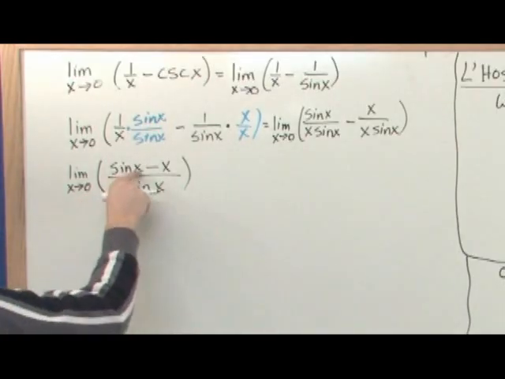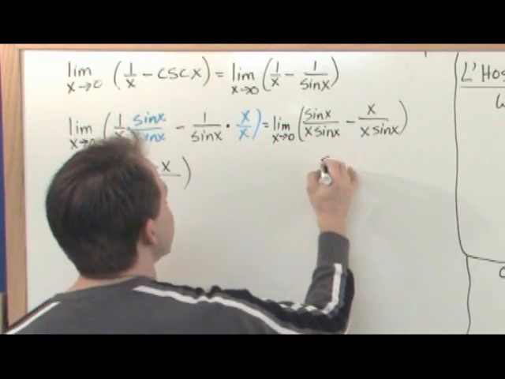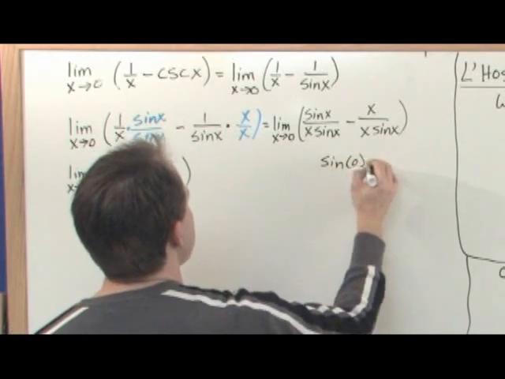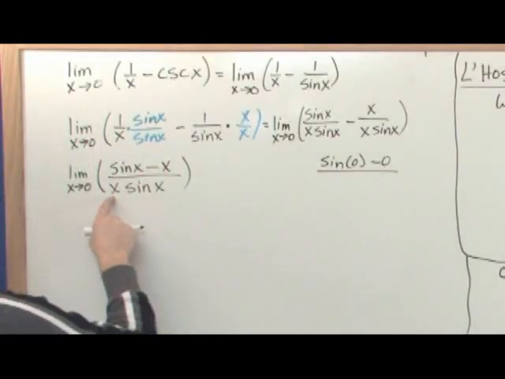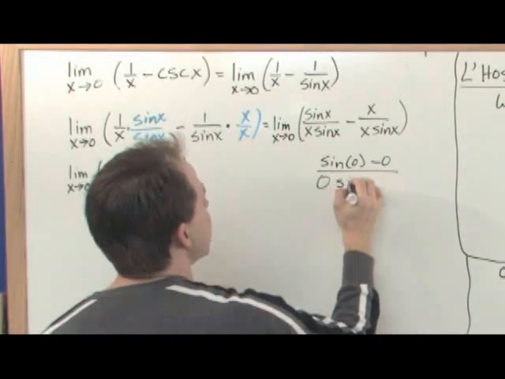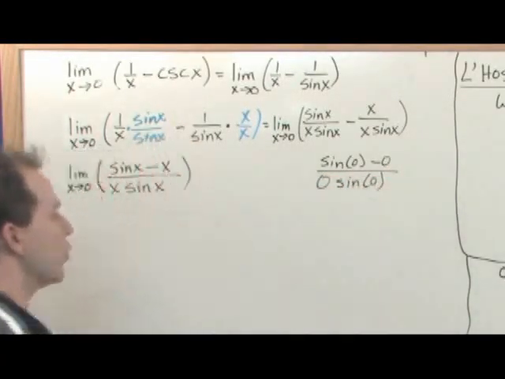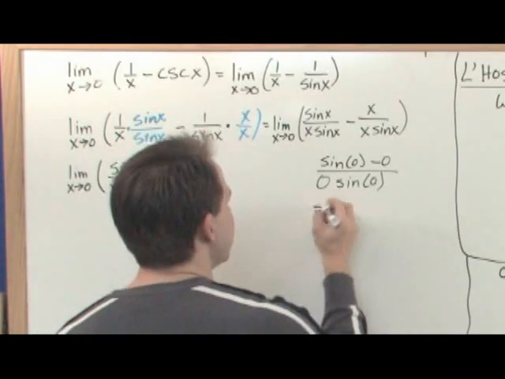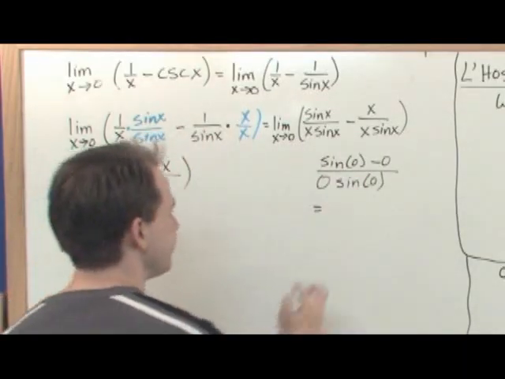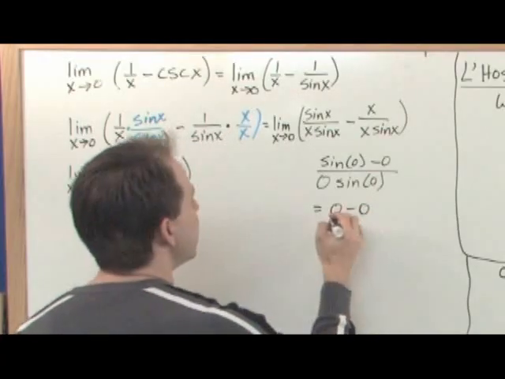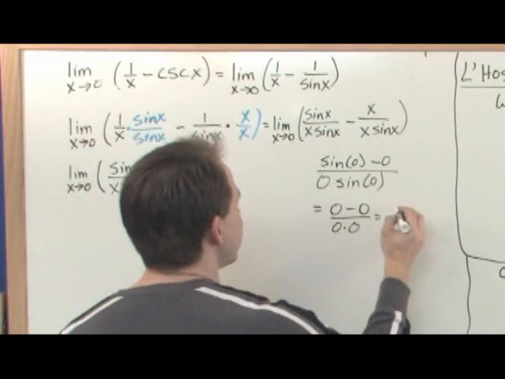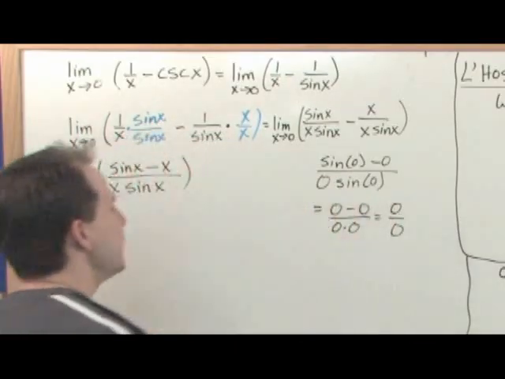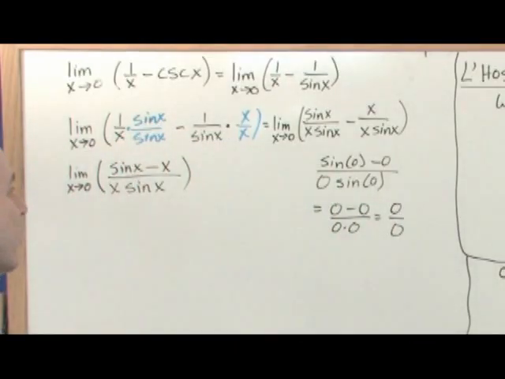If we plug in 0, what we're going to have is sine of 0 minus 0 over 0 times sine of 0. What form does this do? Sine of 0 is 0, so you're going to have 0 minus 0 on the top, and on the bottom you're going to have 0 times sine of 0, which is 0. So you have zeros all around, 0 over 0. Look at that. You finally have a form that you can use L'Hopital's rule for.